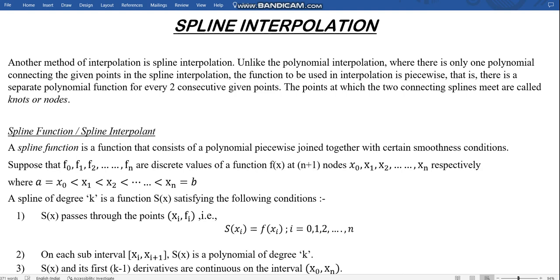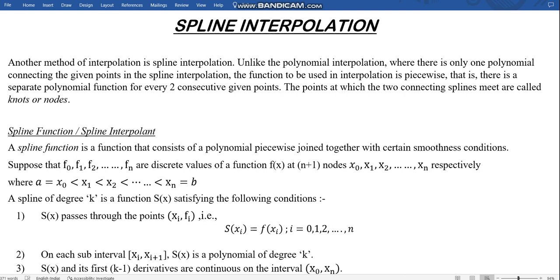Unlike the polynomial interpolation, where there is only one polynomial connecting the given points, in the spline interpolation, the function to be used in interpolation is piecewise. That means there is a separate polynomial function for every two consecutive given points. The points at which the two connecting splines meet are called knots or nodes.